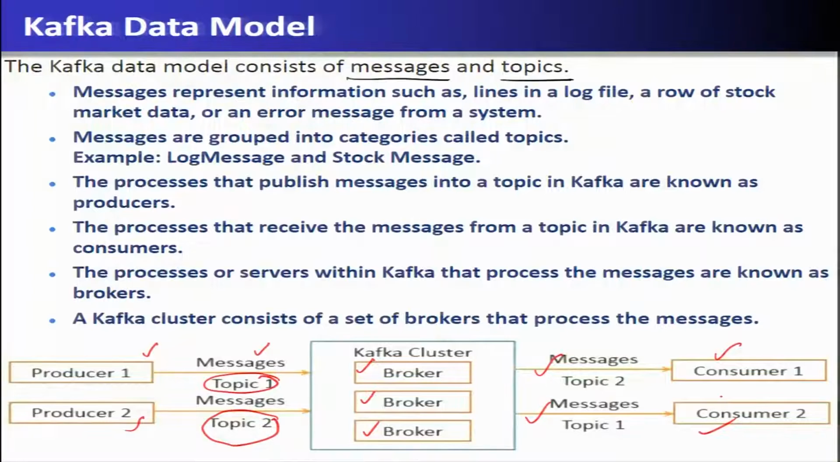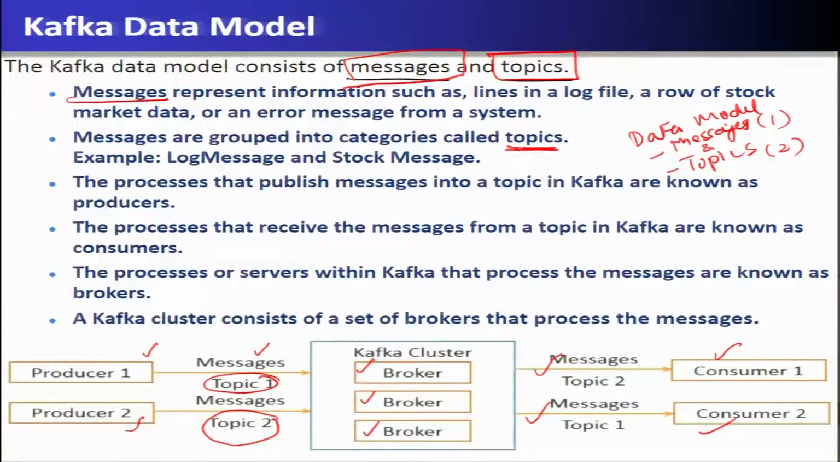Again, let us understand that the data model in Kafka comprises messages and topics, the collection or group of messages. These messages represent information such as lines in a log file, rows of stock market data, or error messages. So, these are called messages. These messages are grouped together into different categories called topics. Related messages are grouped together and called topics.